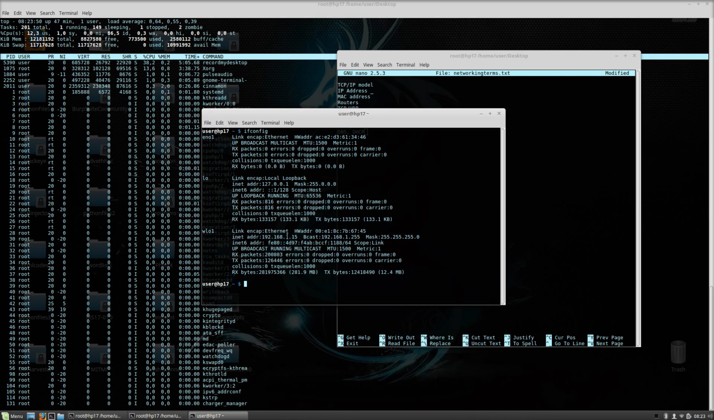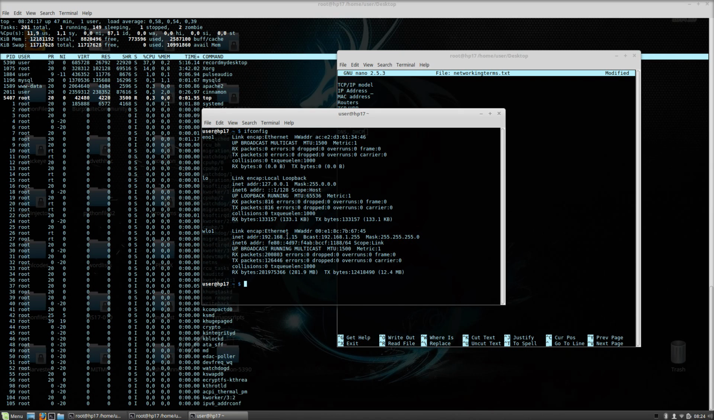Now the global IP address is used by a router to communicate with the entire internet. For example, you can find out what your global IP address is by typing in Google, "What is my IP?" Just click on the first link and it will show you what your global IP address is.